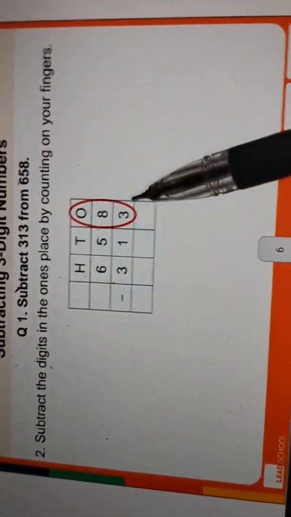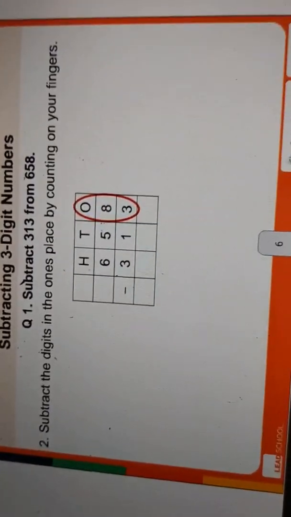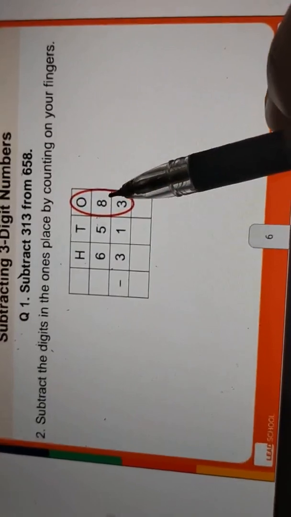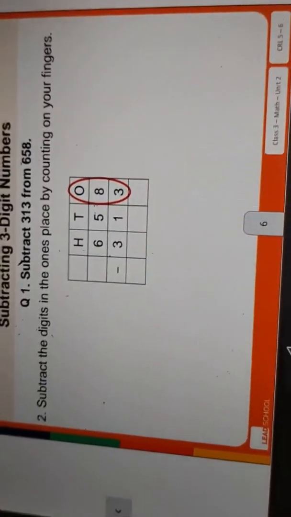Now students, we have to start with the ones. We have to start with the ones. So 8 minus 3. 8 on your fingers: 1 2 3 4 5 6 7 8. Cut 3: 1, 2 and 3. So the remaining number is 1 2 3 4 and 5.